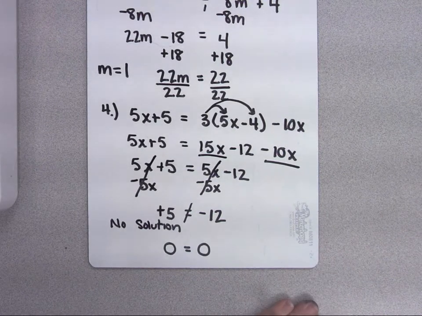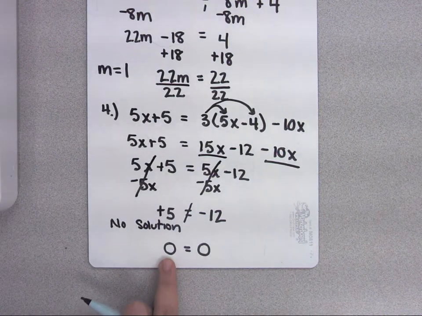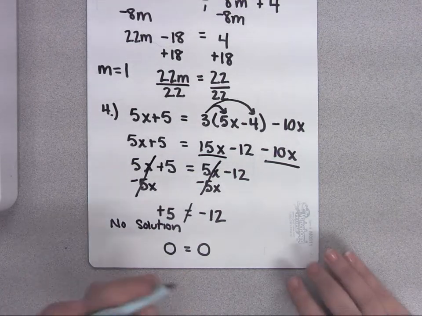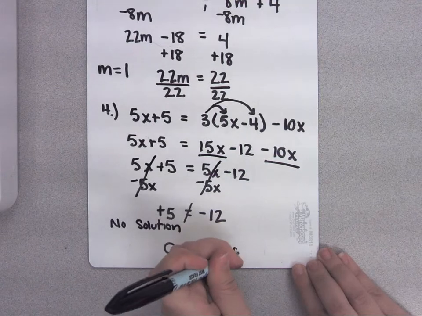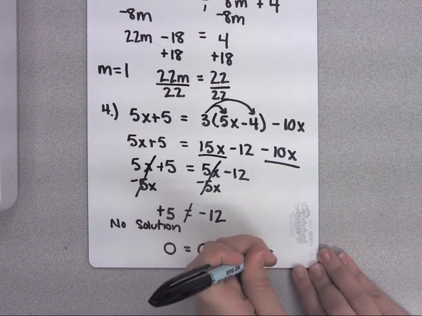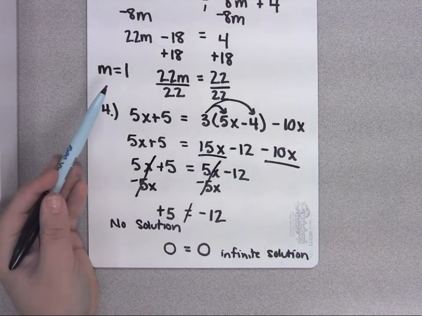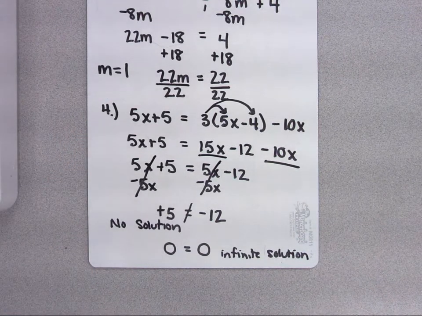Anyway, does anyone know what the answer is if I get the number equals itself? Infinite solutions. So sometimes you get an answer, sometimes you get a word answer. So pay attention, make sure you're distributing correctly. The math's not hard as long as you can do 1 step and 2 steps.